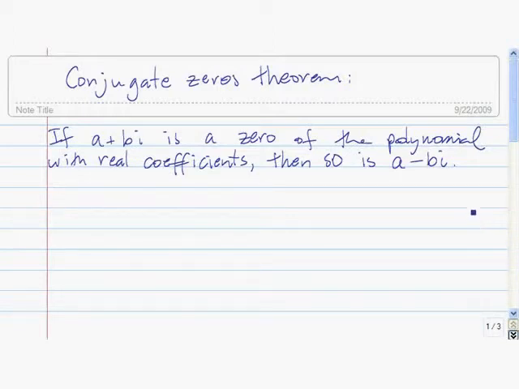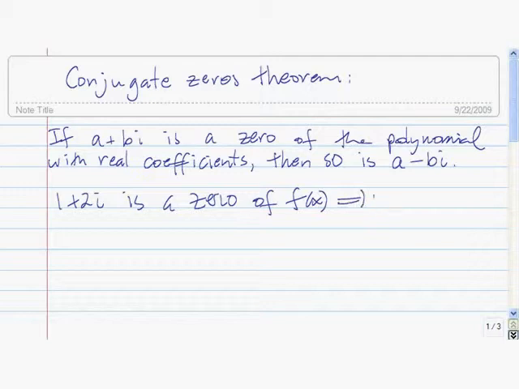Okay, so the conjugate zeros theorem says that if you have a complex number that's a zero of a polynomial with real coefficients, then the complex conjugate of that number is also a zero. So, for example, if I know that 1 plus 2i is a zero of f of x with real coefficients, then I know that 1 minus 2i is a zero.